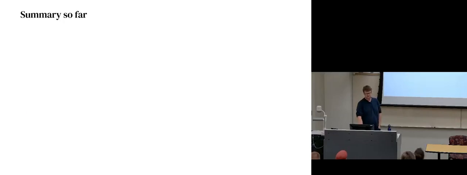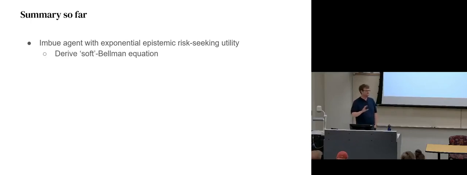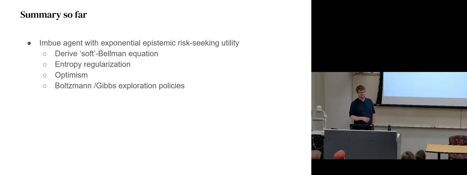Okay, so the summary so far is we imbued an agent with this exponential epistemic risk-seeking utility function that allowed us to come up with a bunch of Bellman equations that were like these soft Bellman equations that we see in what people do in deep RL, like soft actor critic and soft Q learning. People run those a lot, and they're quite effective. Also, entropy regularization fell out of it. Optimism, obviously, from the risk-seeking utility function, and this Boltzmann or Gibbs exploration policy with the temperature. And then we were able to actually say that these satisfied a Bayesian regret bound. So we could run this in a tabular setting and get this not state-of-the-art Bayesian regret bound.